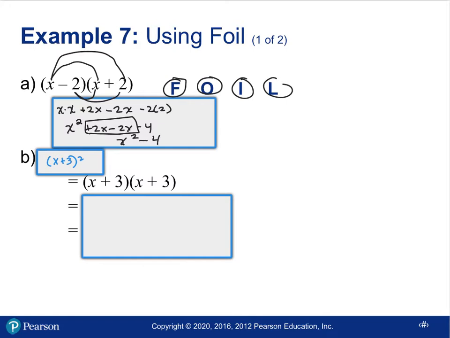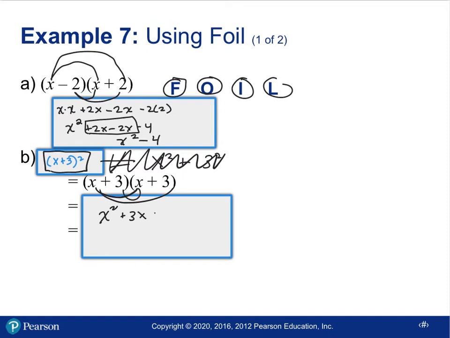And that's your answer. What if you have x plus 3 squared? Now be careful, this is not x squared plus 3 squared. Remember, the only time we can put the 2 with each of the terms inside is if it's multiplication or division. So this is not okay, but we're going to FOIL this. First, x squared, outer, 3x, inner, 3x, last, 9. So you have x squared plus 6x plus 9.